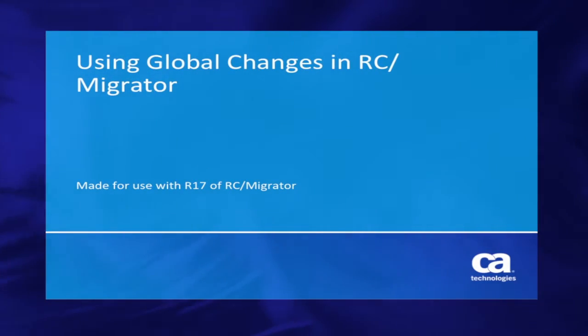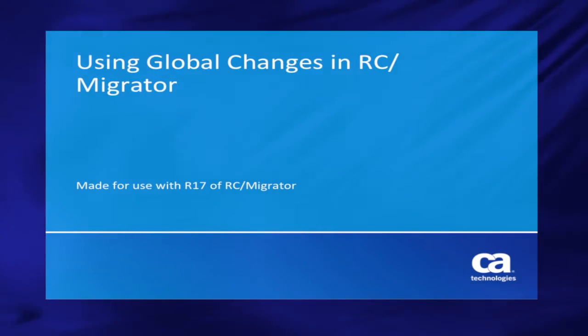Welcome to a short video about using global changes in RC Migrator, part of the CA-DB2 Tools suite of products. We'll show you a brief overview of how to use and manage the global changes functionality in RC Migrator. This functionality allows you to propagate changes across a variety of objects without having to change each object manually. This video covers only the R17 product version and assumes that you are already somewhat familiar with the product.